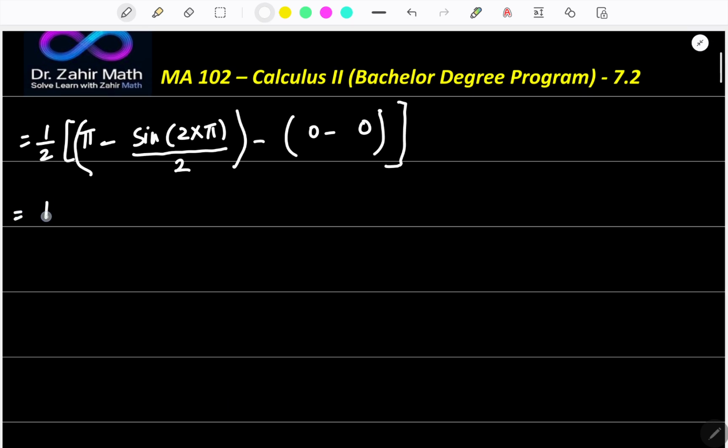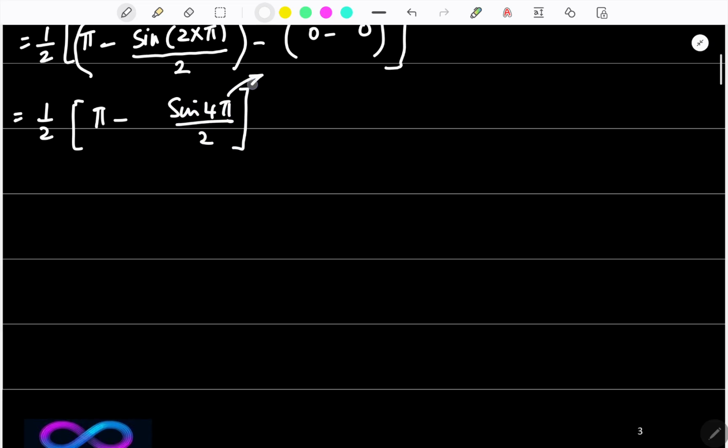Right. So this equals 1 by 2 bracket open, pi minus sine 4 pi divided by 2. You can put this in the calculator: sine 4 pi in radian mode, you will get 0. So the answer is half times pi, which is equal to pi over 2. Clear all of you? Right. So let's go to the next question.